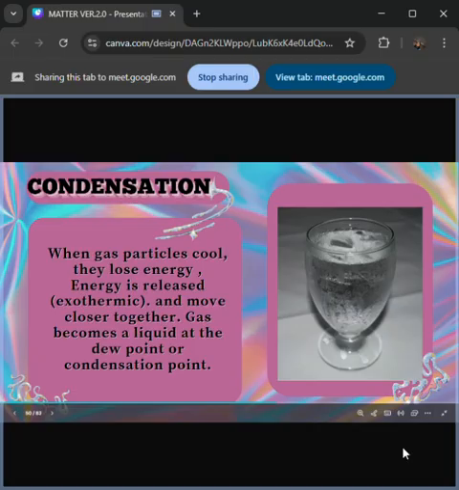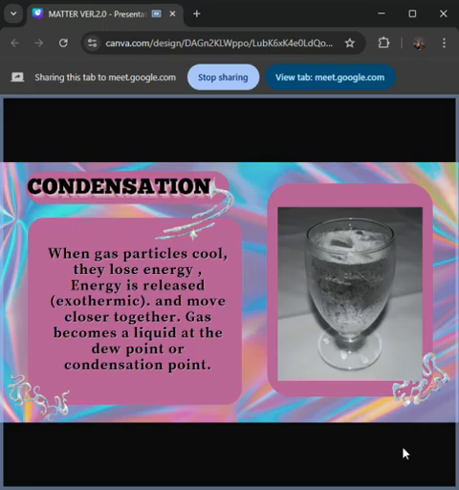Okay, so condensation. Philip, I would like you to read what condensation is. Okay, ma'am. So condensation refers to when gas particles cool, they lose energy. Energy is released through an exothermic process and they move closer together. Gas becomes a liquid at the dew point or condensation point. Oh, okay, so yes, thank you. So that's condensation. And as you can see on the picture, there's water, but outside its container, there's a dew point, which is the condensation point. And I hope that you get it as we're about to discuss the next slide.